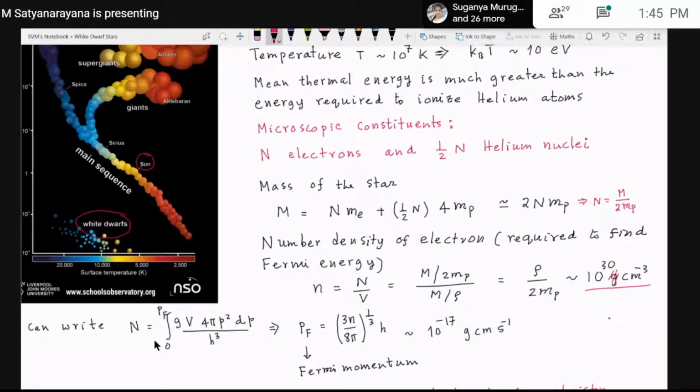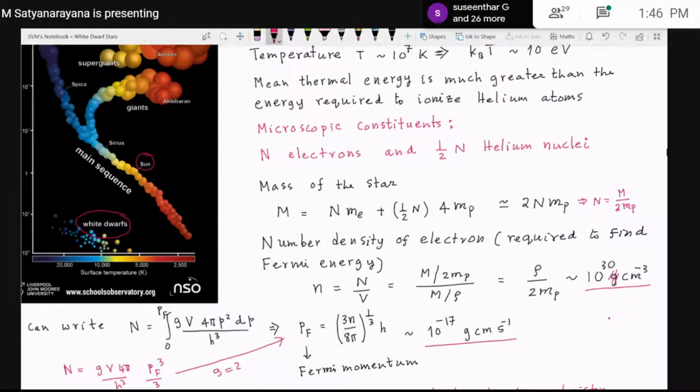From here you can see that N will be equal to g. I can take out V into 4 pi by h cube into pf cube by 3. So N by V is n. If I take it to the other side, from here to here you obtain, by taking g equal to 2, the spin multiplicity factor. So I know n, I know Planck's constant, I put in those values, and I get the Fermi momentum to be 10 to the minus 17 gram centimeter per second. This is the value of the Fermi momentum that I'm getting.